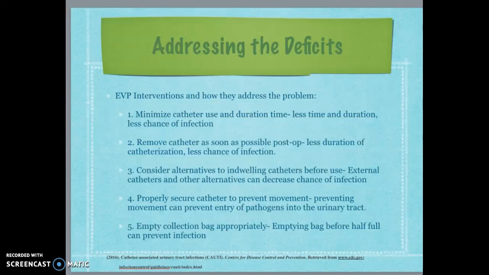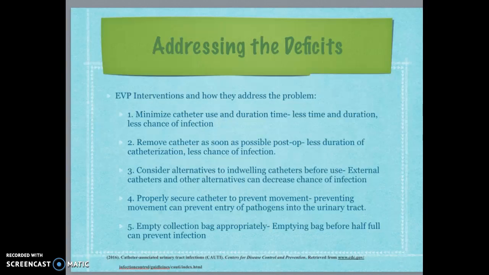We also need to remove the catheter as soon as possible whenever they're put into post-op, because that also is part of the less duration of catheterization equals the less chance of infection. We need to consider alternatives to indwelling catheters before use, such as external catheters, and other alternatives can decrease the chance of infection. So especially with males, maybe a condom catheter instead of an indwelling catheter would be recommended.